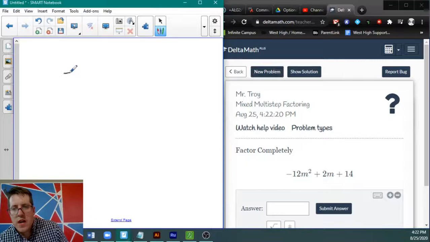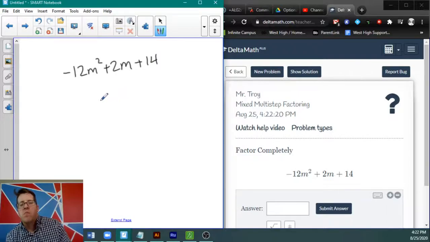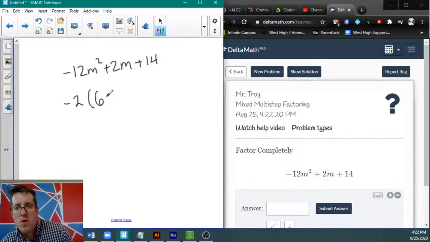So, negative 12m squared plus 2m plus 14. Okay, so I'm going to start by factoring out a negative 2 because everything is even, and I would prefer to start with a positive 6 as opposed to a negative 6. So 6m squared minus m minus 7.